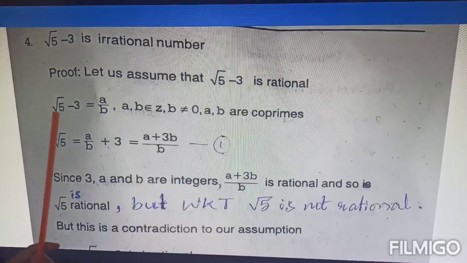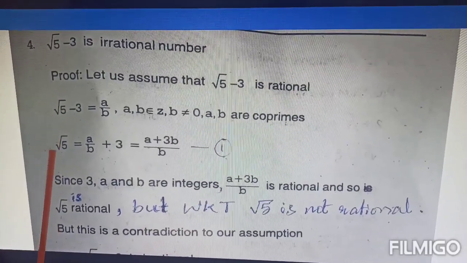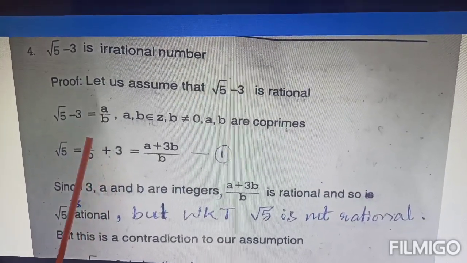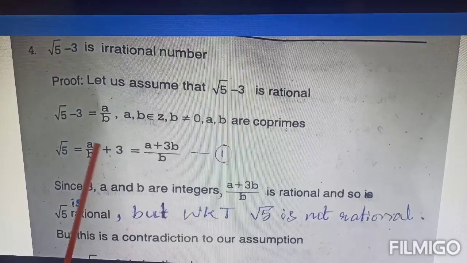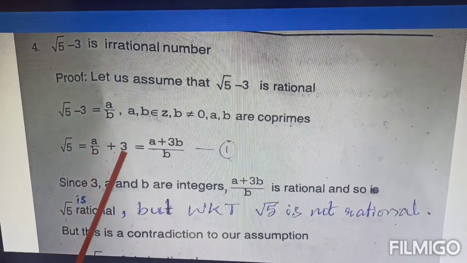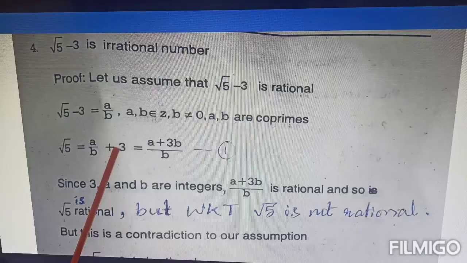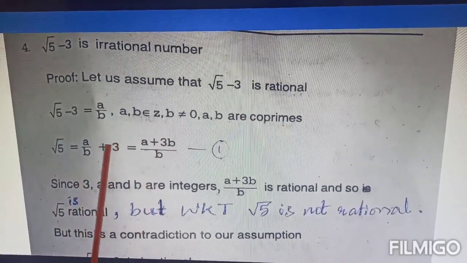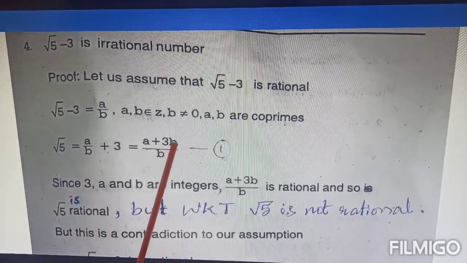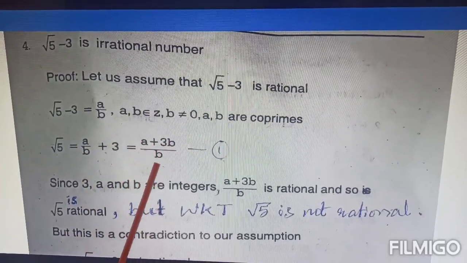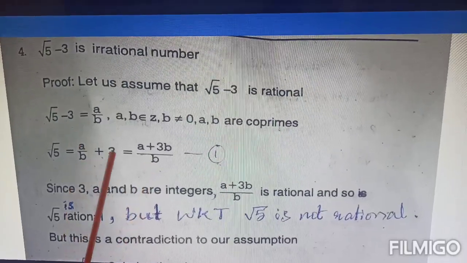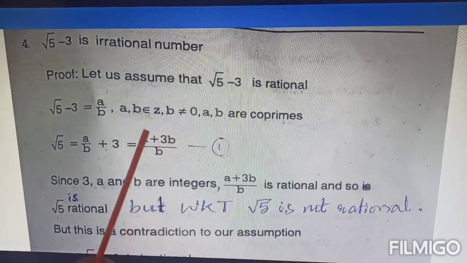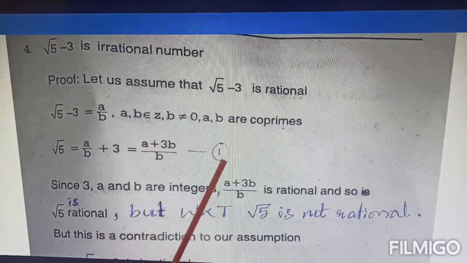Next, we keep only the root number, root 5, on the left side. Then minus 3 we take to the right side, where a by b is already there. Taking minus 3 to the right side, it becomes plus 3. Then simplify it. b is the LCM. I cross multiply 3 into b, 3b, and adding this we get a plus 3b by b. This is equation 1.